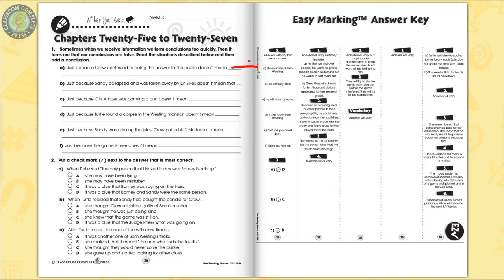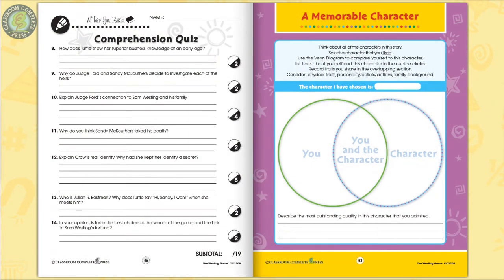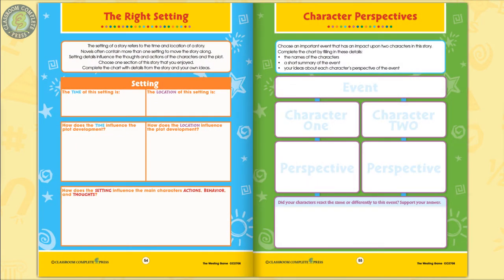The easy-marking answer key works by lining up perfectly with the matching question pages. 3 color posters, which are graphic organizers, complete the resource. Compare 2 different characters' perspectives of the same event from the novel.